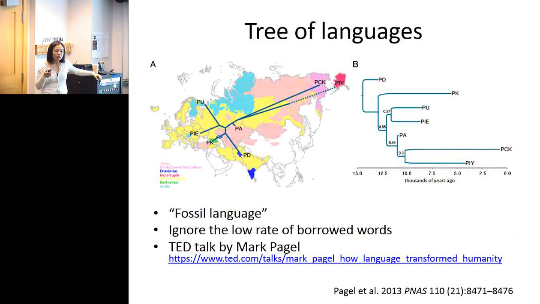Phylogenetic methods are so powerful that you can not only build trees using sequences, you can also build trees of languages. You can even have fossil languages, dead languages, and put them in a tree to see how they relate to other languages. But building any tree using cultural things, you have to worry about borrowed words and stuff. There is a nice TED talk by Mark Pagel about his work on trees of languages.